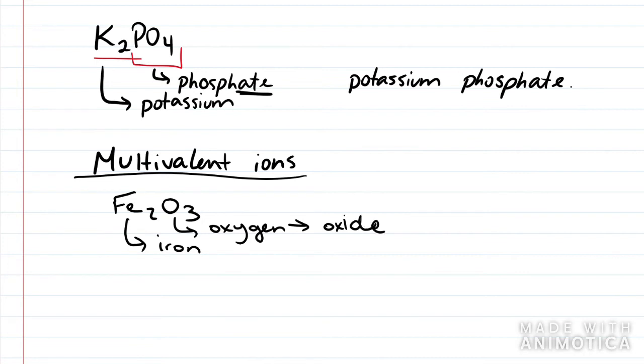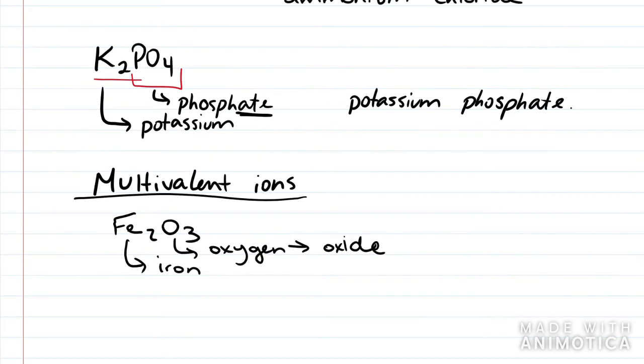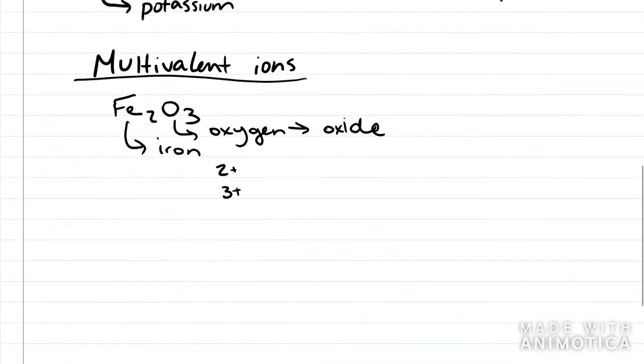But if you look at your periodic table, iron has two possible charges. It's either 2 plus or 3 plus. Well, in its name, we have to figure out which one it is. So if we look at the formula, we have 2 irons and 3 oxygen. Well, we don't know what charge iron has, but oxygen always has one specific charge. And what is that? Well, it's 2 negative.